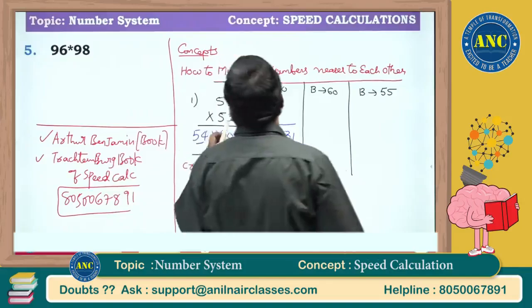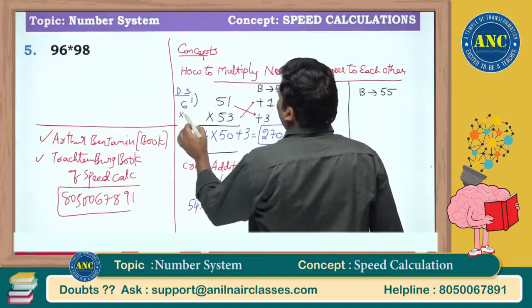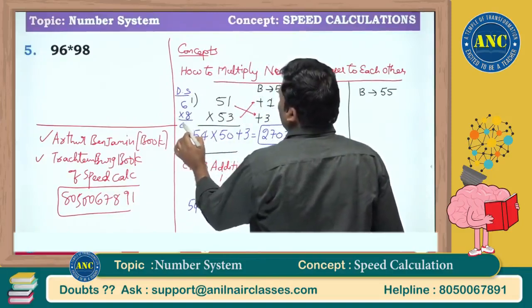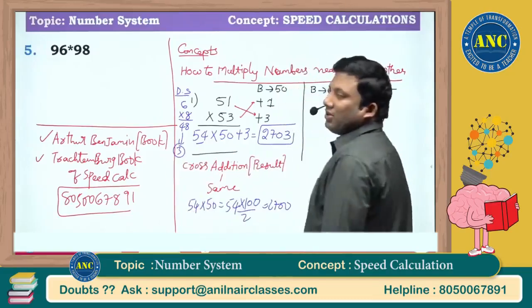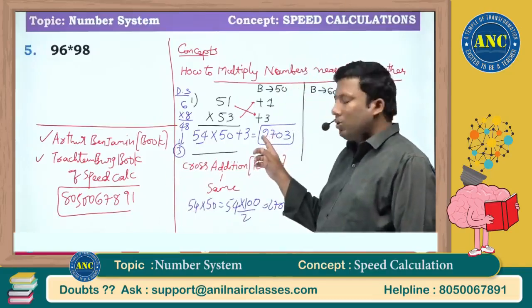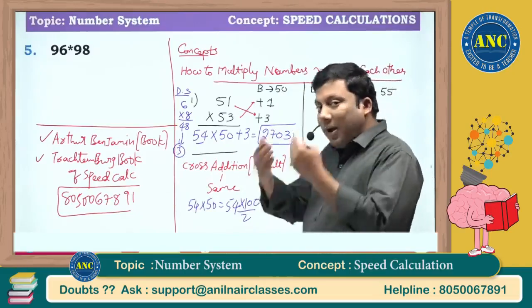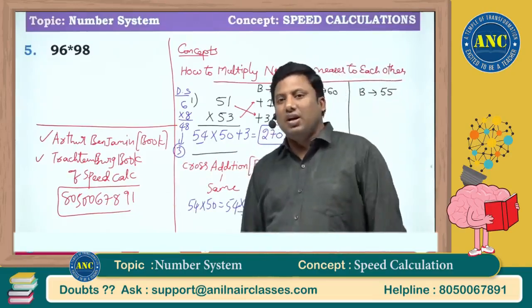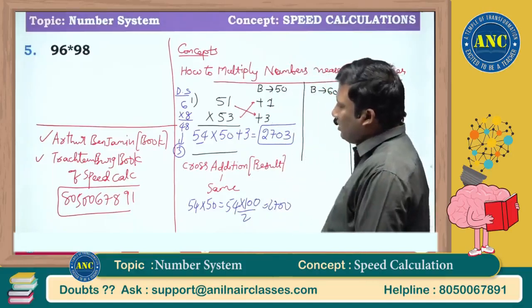You can cross-check by using digital sum. 51 digital sum is 6. 53 digital sum is 8. 6 eights are 48. 4 plus 8 is 12. 1 plus 2 is 3. The answer's digital sum should be 3. 2 plus 7 is 9, 9 plus 3 is 12, 1 plus 2 is 3. By using digital sum we can cross-check whether the answer is right or wrong.